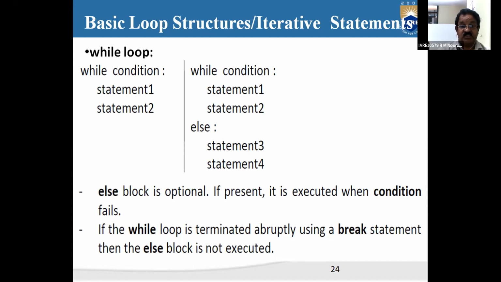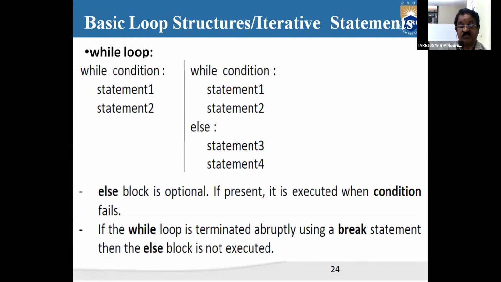So here the while condition is going to be checked. If the condition is true, then statement 1, statement 2 are executed. The else block is optional. If present, it is executed when the condition fails. If the condition fails, then it's going to execute statement 3, statement 4. If the while loop is terminated abruptly by using a break statement, which I already showed, then the else block is not executed. Say, for example, if you use a break statement within this while, then even if the condition is false, it will not enter into the else part.